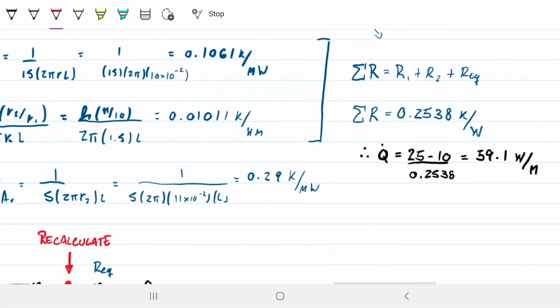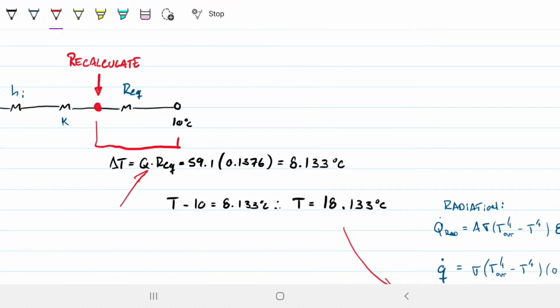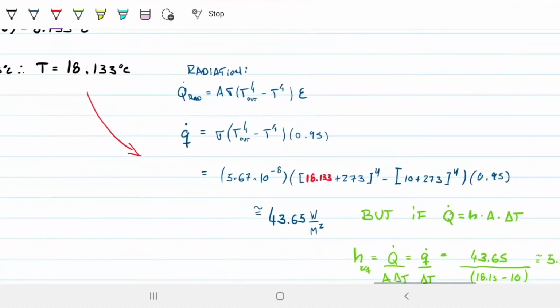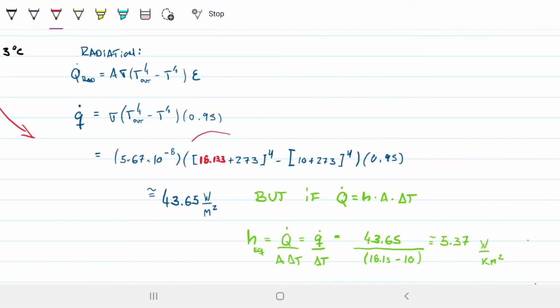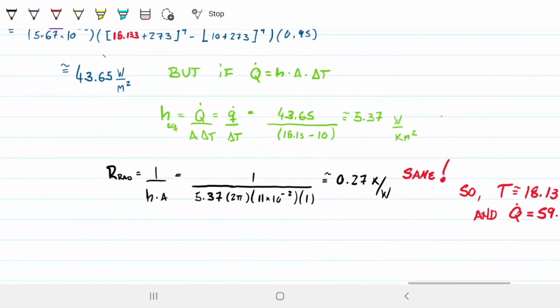We have to do it more times because we want to be sure we're getting close, right? So we do the whole thing. We recalculate the T, now considering the new Q that we found, and this is going to give us 18.1. So you already see we're closer. We went from 17.5 to 18.1. Calculate radiation once again, substitute the 18.1 where we had the 17.5 before, get a heat flux of 43, convert that into equivalent convection, calculate radiation resistance.